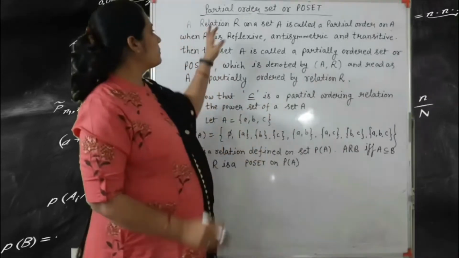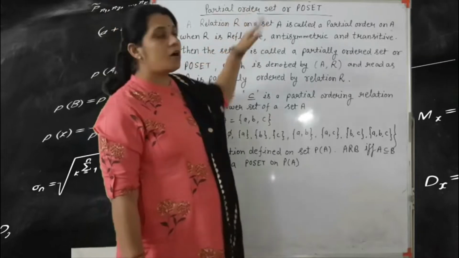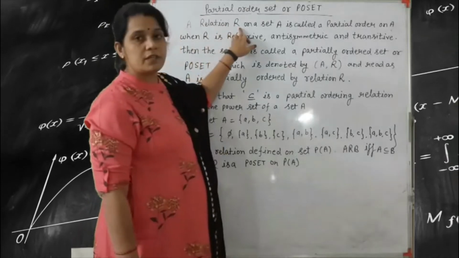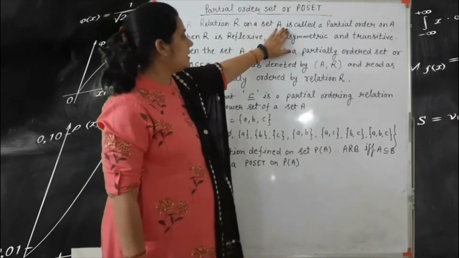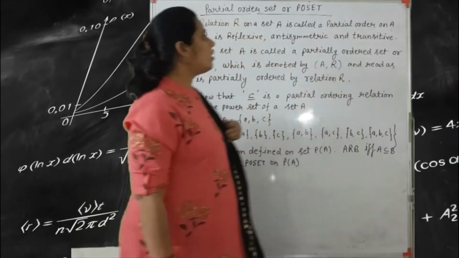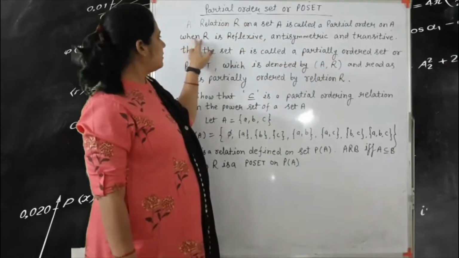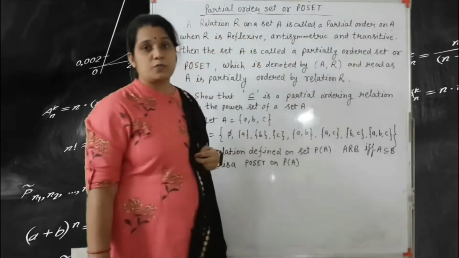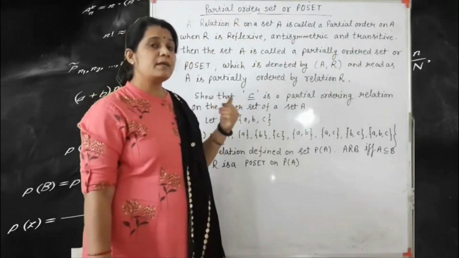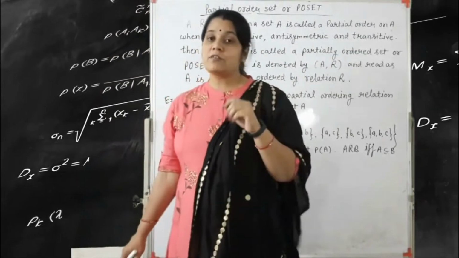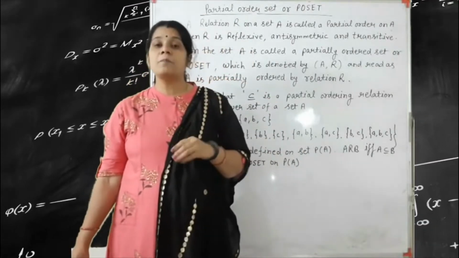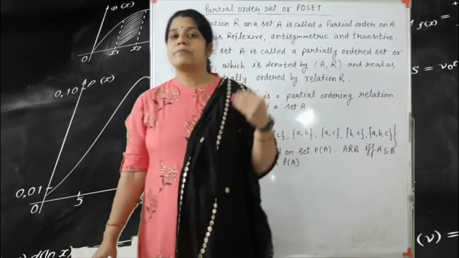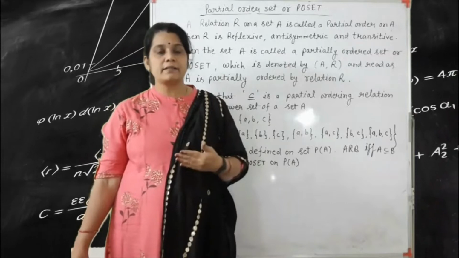According to the lecture, our next topic is the partial order set, or poset. So partial order set means what? A relation R on a set A is called a partial order on A when R is reflexive, antisymmetric and transitive. We have already seen the equivalence relation in the previous lecture. According to our equivalence relation, we have three types of properties, or three types of relation: reflexive relation, symmetric relation and transitive relation.